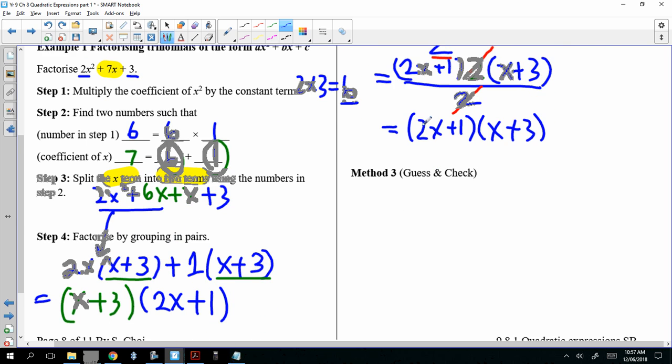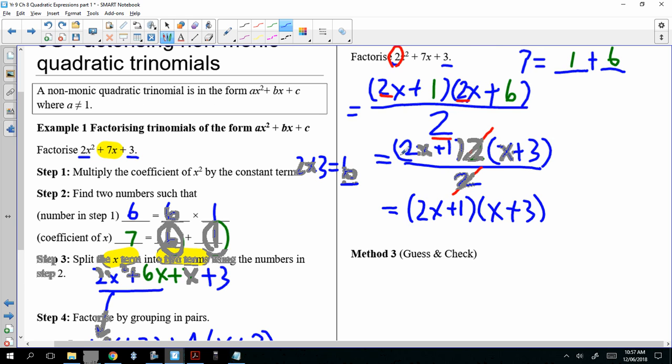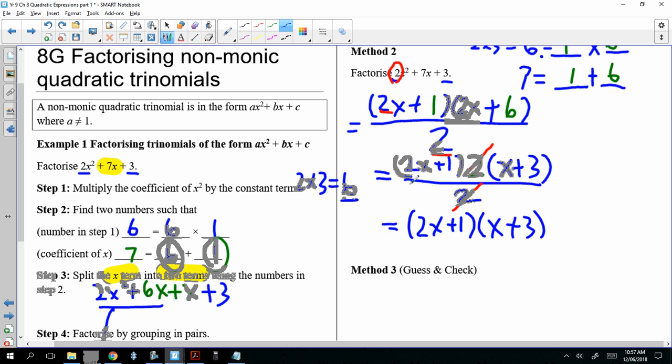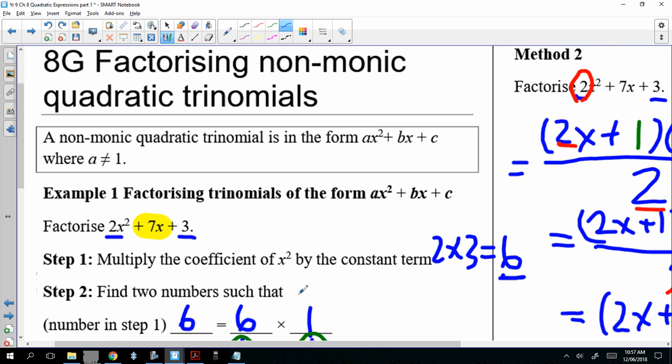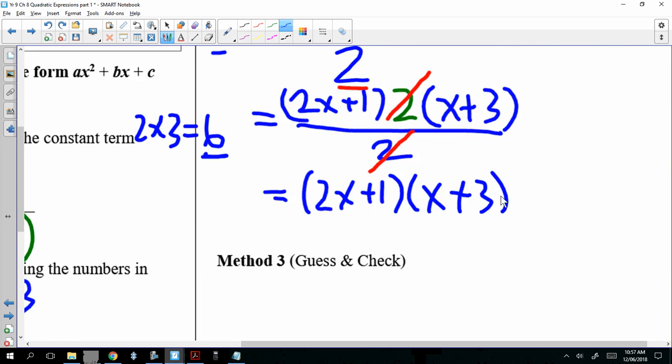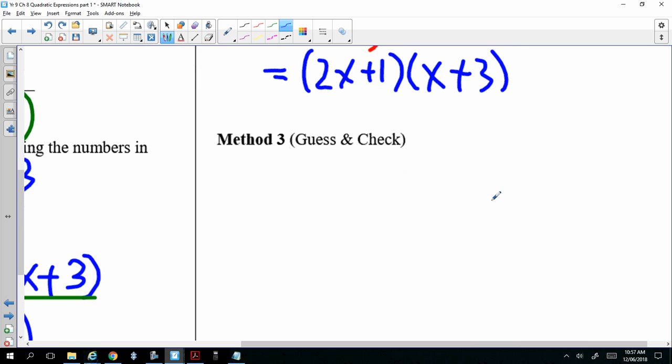I'll show you the third method. Maybe you like the third one. Guess and check. Alright, I'll show you how guess and check works. Okay, let's do guess and check. So let's write down the expression: 2x squared plus 7x plus 6.